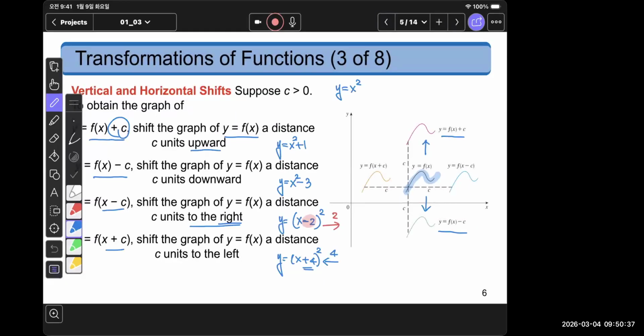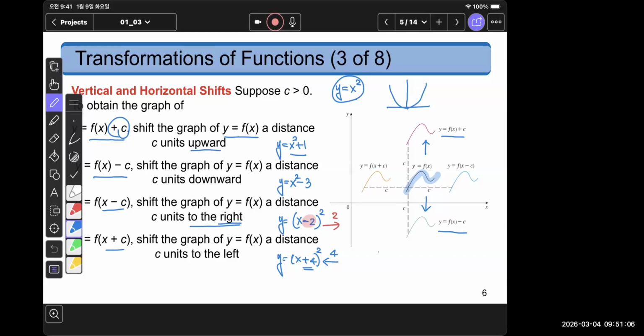So based on this, as I showed, I could draw the graph. I showed the graph of y equals x squared moments ago, which was a parabola like this. So if I know that, I can now draw the graph of x squared plus 1, x squared minus 3, or x minus 2 squared, x plus 4 squared, and so on.